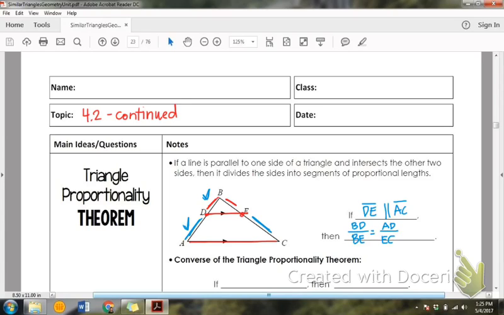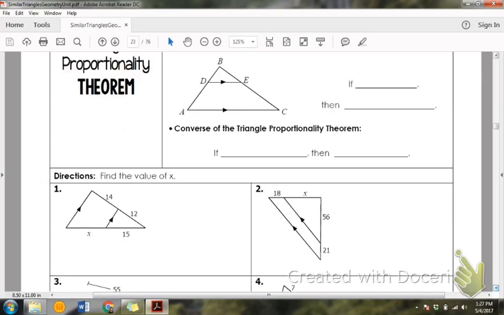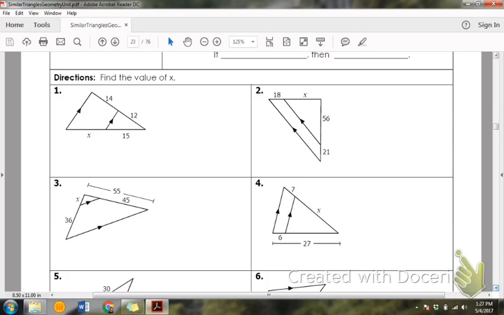So let's take a look at example 1. We're not going to worry about the converse there. It's not really a big deal. So we're going to go down and look at number 1. It says find the value of x. So we're going to set up our proportions.